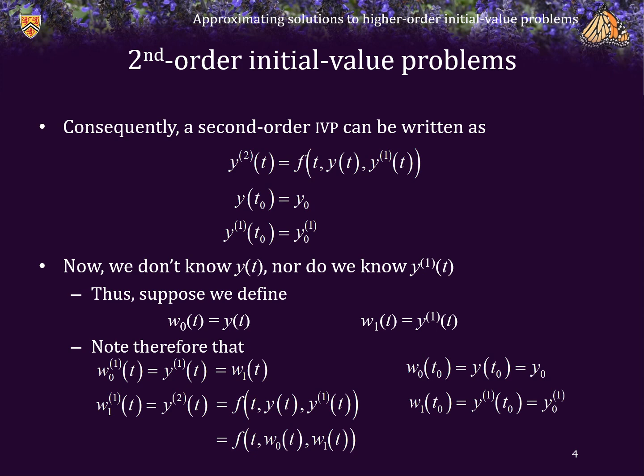w1 at t0 is just the derivative at t0, which is the initial slope. All right. So now we've reformulated a second order initial value problem as a different problem. We have two first order initial value problems, and we are trying to find both w0 and w1. Now, ideally, in the end, when we differentiate w0, we should really get w1. But we've now reformulated the problem.